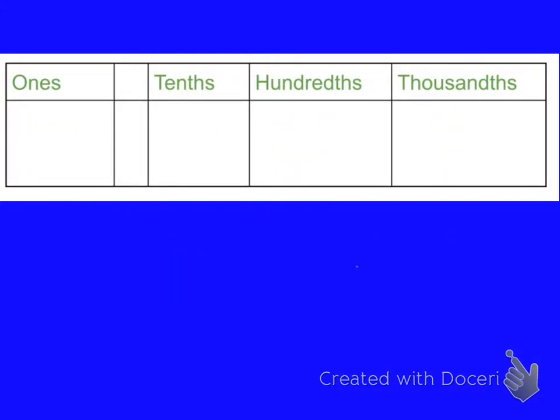So if it's in the ones place, you're going to take it times 1 whole. If it's in the tenths place, you're going to take it times the fraction 1/10. If it's in the hundredths, you're going to take it times 1/100th. If it's in the thousandths, you're going to take it times 1/1000th.